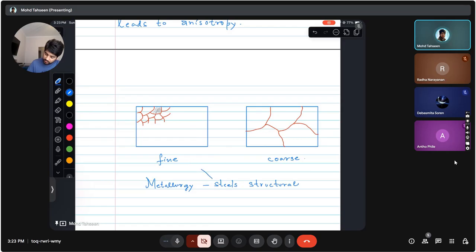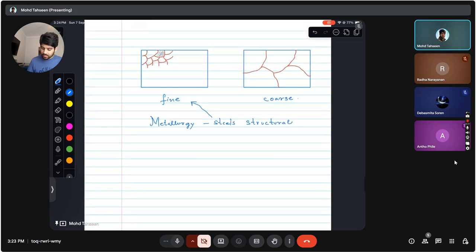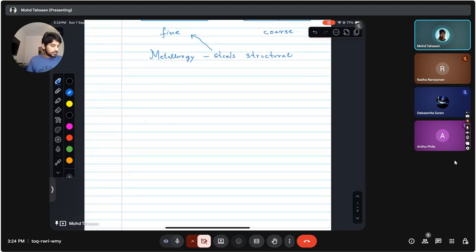We don't want that, for example, if some mason is holding a bar this way and another mason is holding the bar this way, that should cause a structural failure, right? So we try to ensure in such cases that our material behaves in an isotropic manner. Okay, so that's about anisotropy.